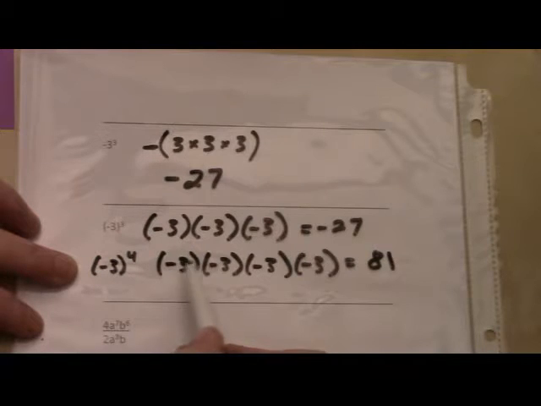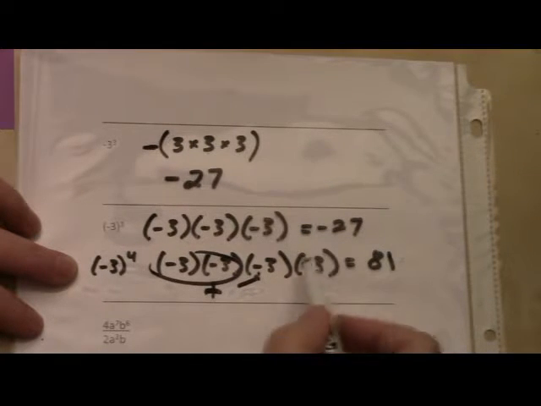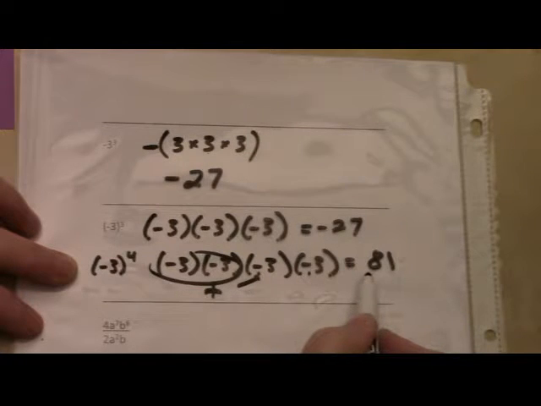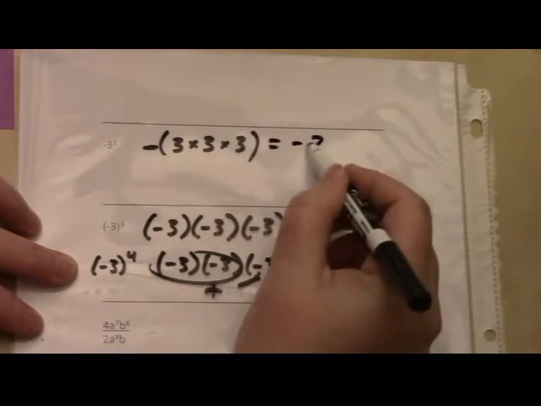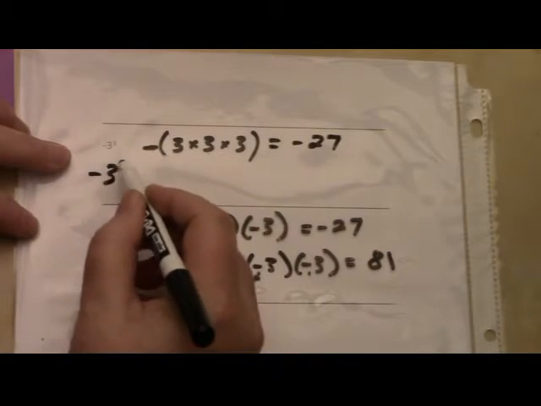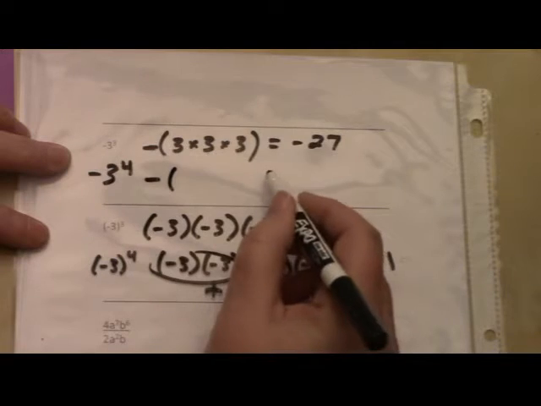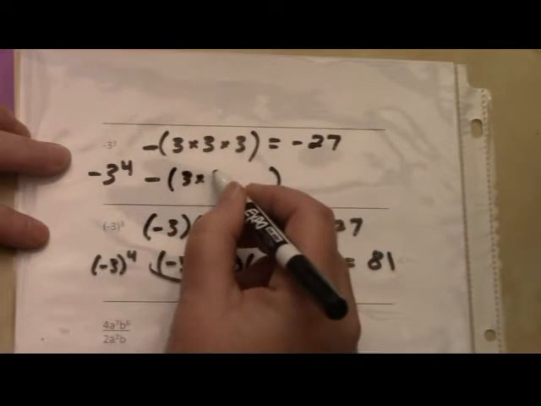Now, because it's a negative times negative, that makes a positive. This positive times this negative makes it negative. This negative times this negative, my final answer is positive. And let's compare that to what we have up here. This again, if we did -3 to the 4th, it's negative, but then it's 3 to the 4th.